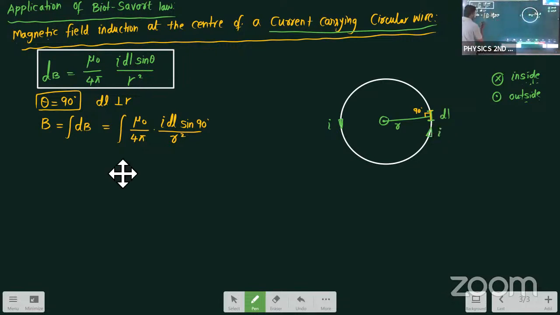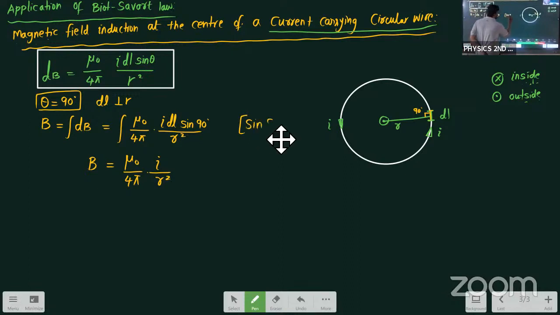So what will be the final answer? See here. B is equal to mu naught by 4 pi, which is constant, so let us take that outside. The current I flowing through the wire is also constant, so let me take I also outside. And r square, the radius of this circular coil, is also constant, so I can take r square outside. What is the value of sin 90 degrees? Sin 90 degrees is equal to 1. So we'll be left with only the integral of dl.